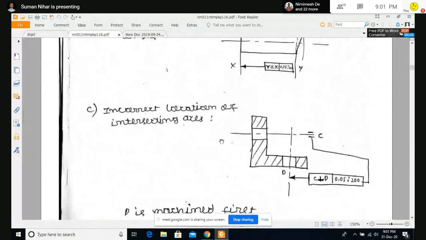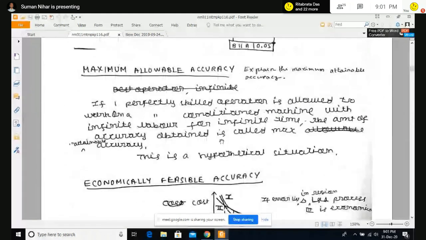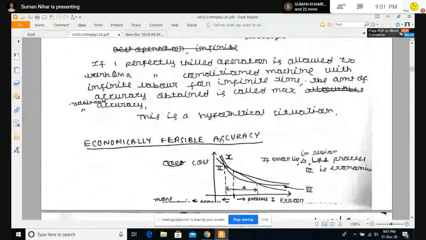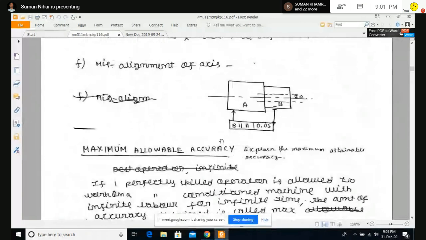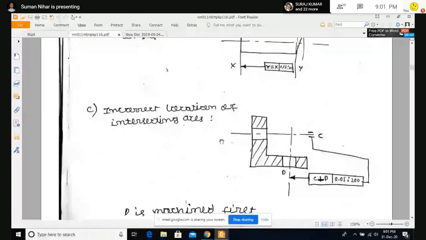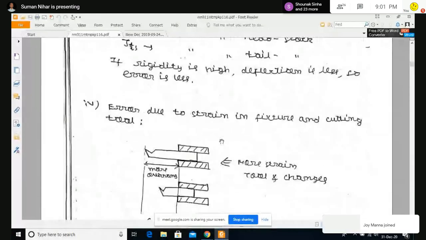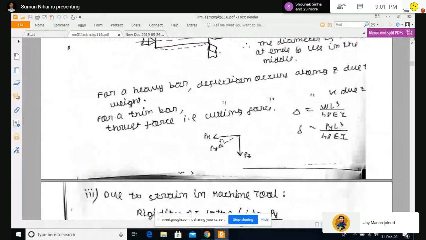Okay, very short. Yes, sir. Okay, this is the maximum allowable accuracy. This is your economically feasible accuracy. And above that, here it has been given.